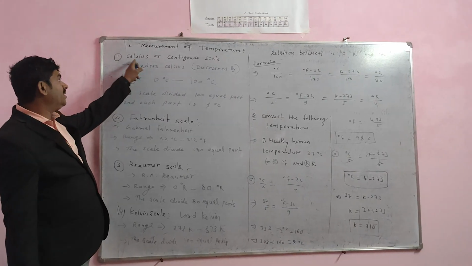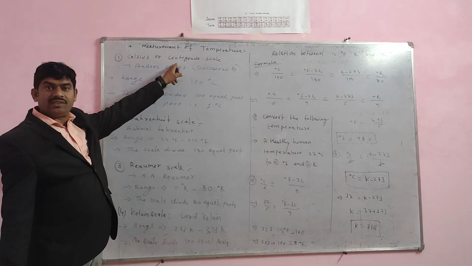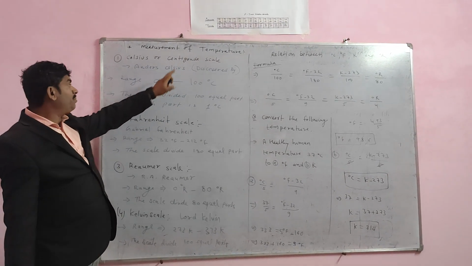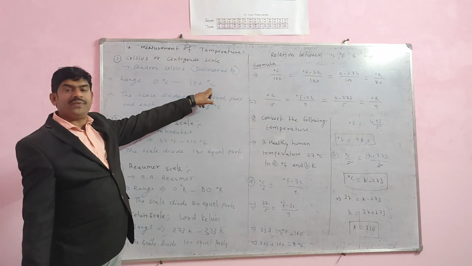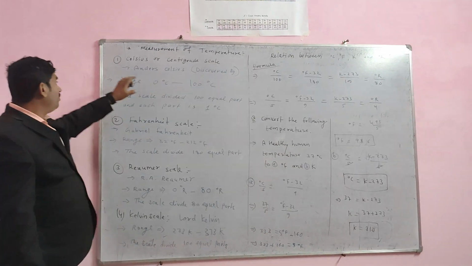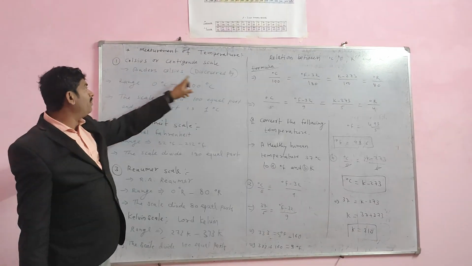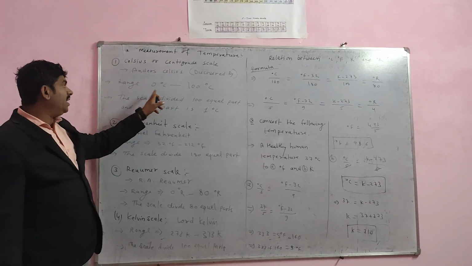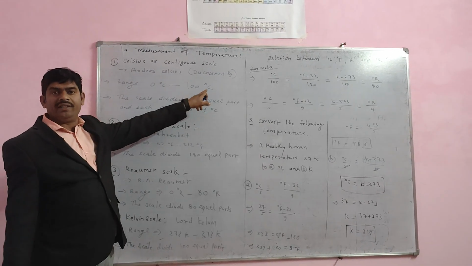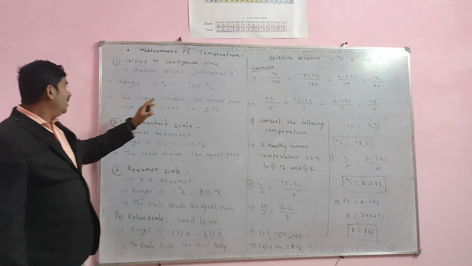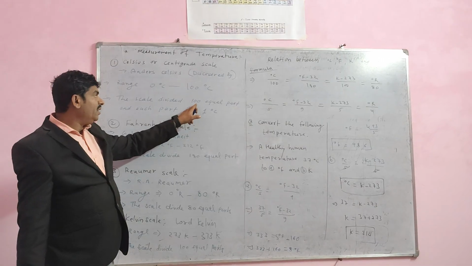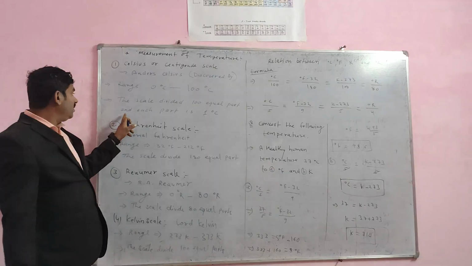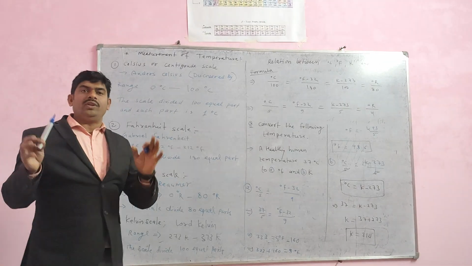The first scale is Celsius. It is also known as centigrade, and it is represented as degrees C. We remember that it was discovered by Andreas Celsius, and the range of this scale is 0 degrees to 100 degrees centigrade. The scale is divided into 100 equal parts, and each part represents 1 degree.